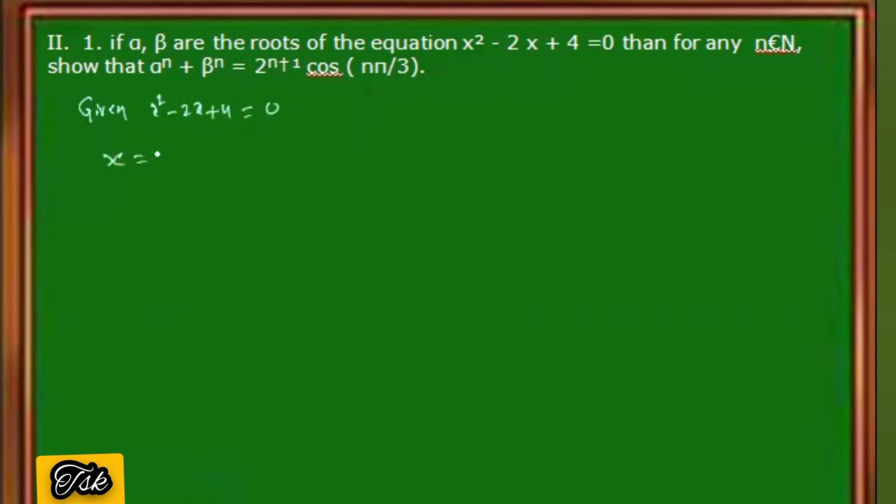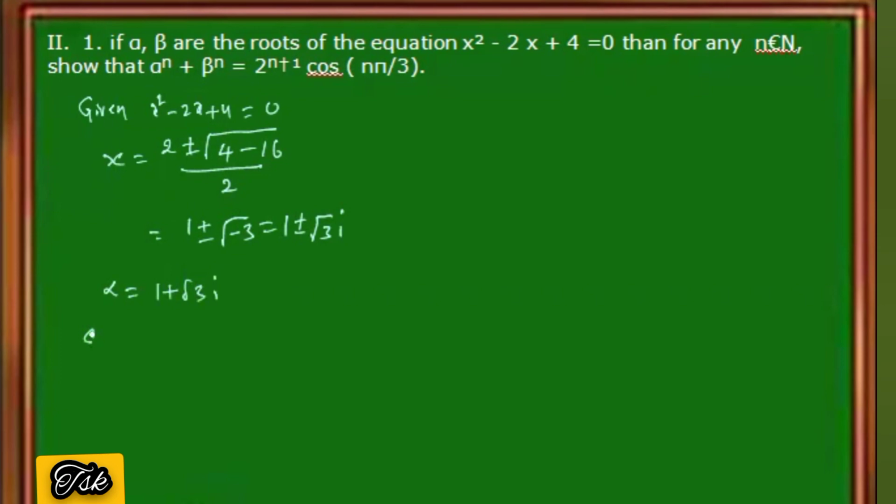Roots are x is equal to minus b plus or minus root of b square minus 4ac by 2a. This becomes 1 plus or minus root of minus 3. It can be written as 1 plus or minus root 3i. Consider alpha is equal to 1 plus root 3i and beta is equal to 1 minus root 3i. So this alpha can also be written as 2 into 1 by 2 plus i root 3 by 2. And this 1 minus root 3i can be written as 2 into 1 by 2 minus i root 3 by 2.